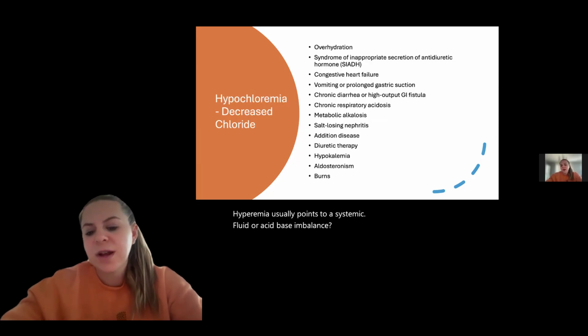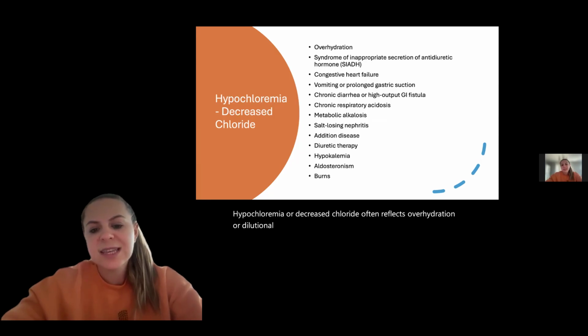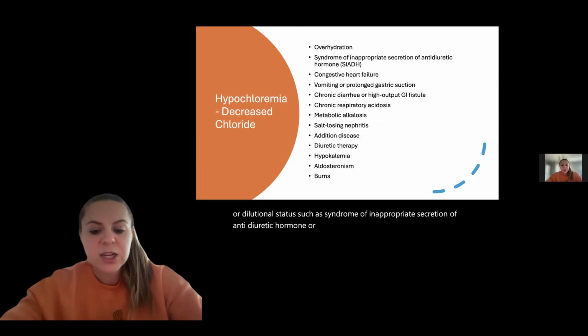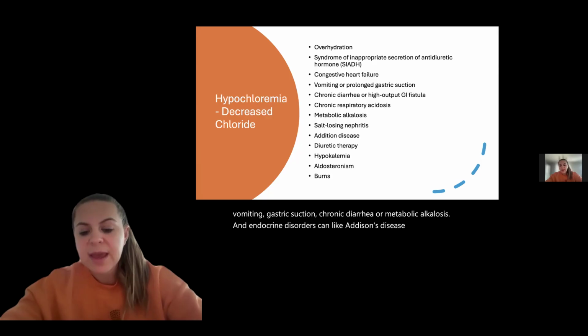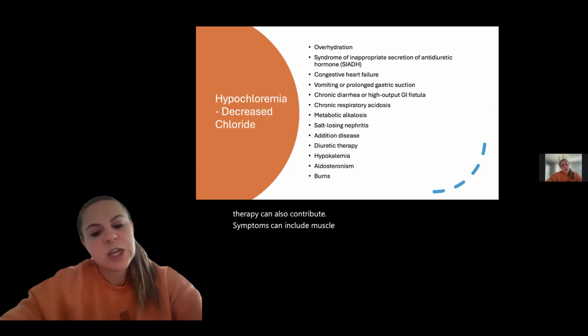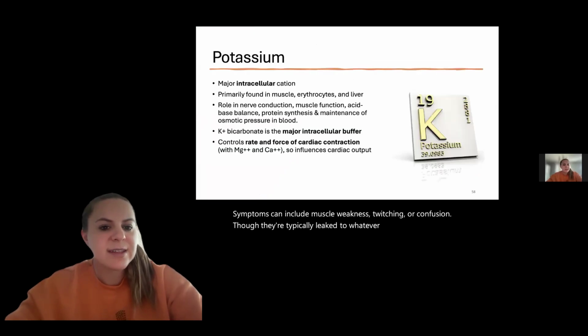Hypochloremia or decreased chloride often reflects overhydration or dilutional status, such as syndrome of inappropriate secretion of antidiuretic hormone, or SIADH, or even CHF. It also occurs with vomiting, gastric suction, chronic diarrhea, or metabolic alkalosis. Endocrine disorders like Addison's disease or diuretic therapy can also contribute. Symptoms can include muscle weakness, twitching, or confusion, though they're typically linked to whatever the underlying cause is.